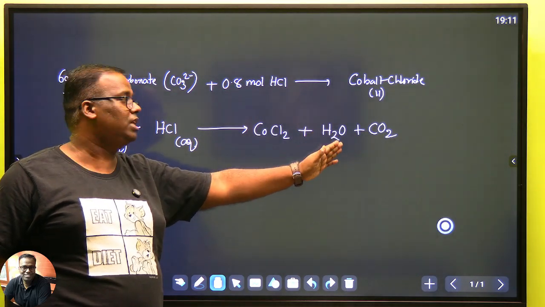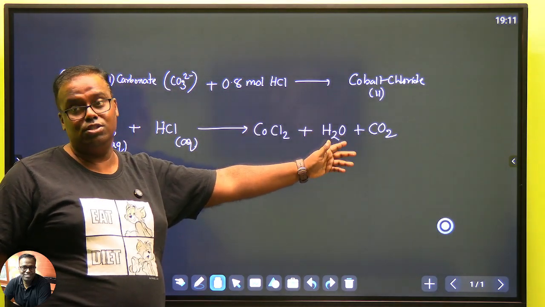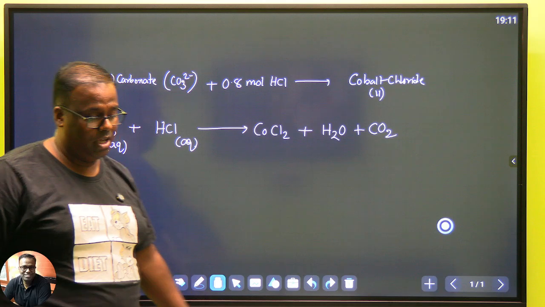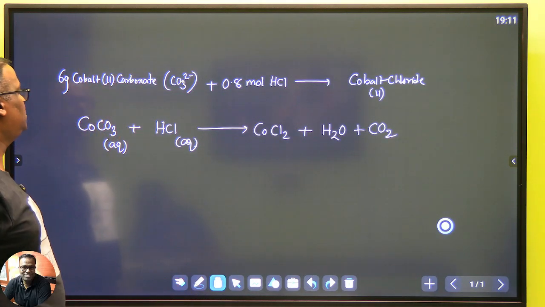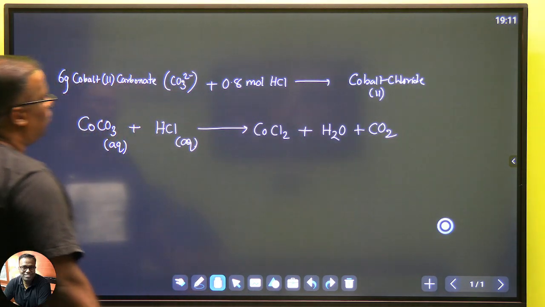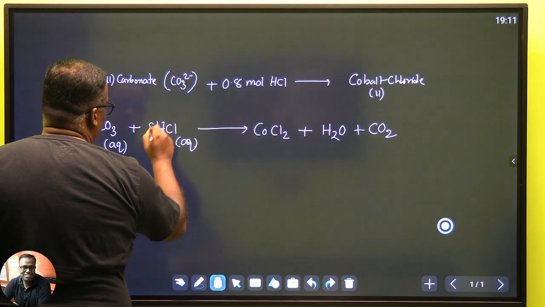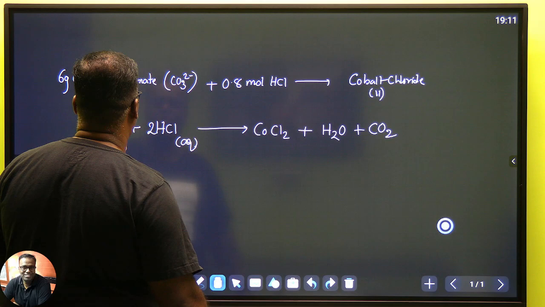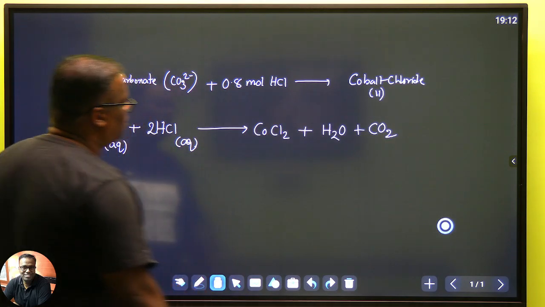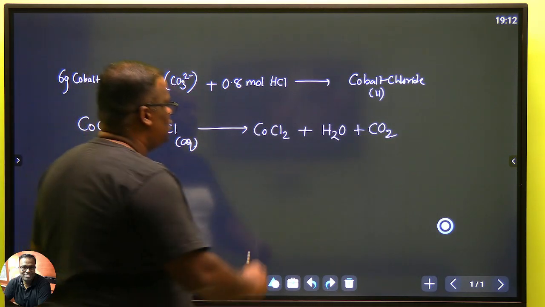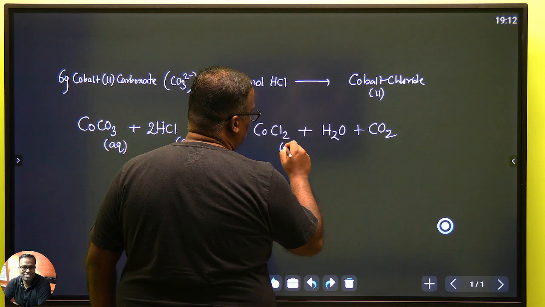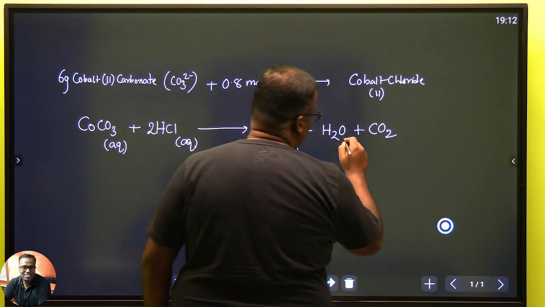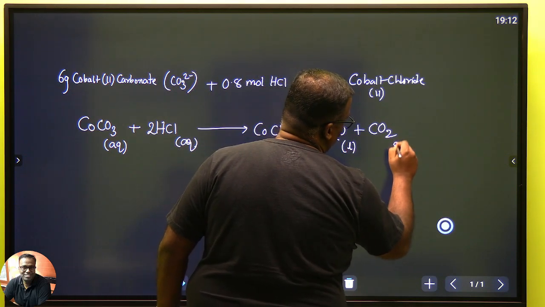And how will you test? Lime water turning milky is the test you can do. Okay? Balance this first. Is it balanced? Cobalt is not balanced, so we put 2 here for HCl: 2 hydrogen, 2 Cl, and oxygen 3 on both sides. Right now it's balanced. CoCl2 is again aqueous, H2O is liquid, CO2 is gas.